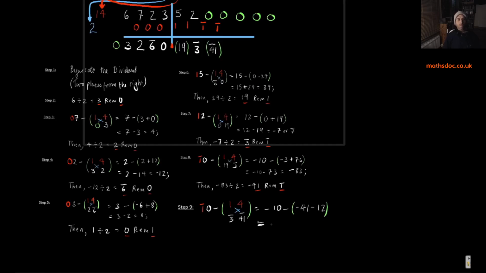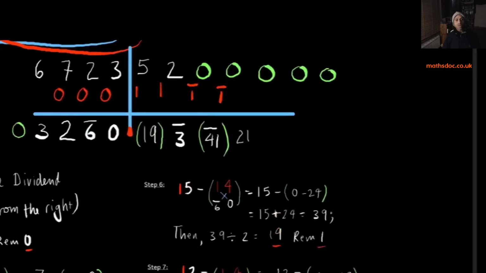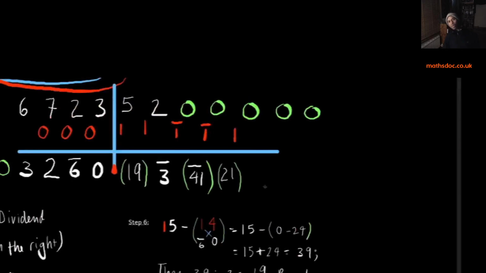what? Minus 10 plus 53. It's 43 as a net dividend, which we then divide by 2 and get a quotient of 21, a remainder of 1. Slot the 21 in there underneath 0 and put that in parentheses, and then prepend the 1 to the 0.